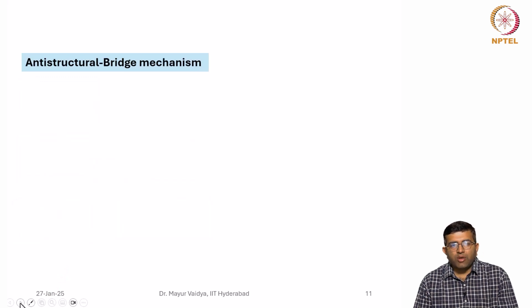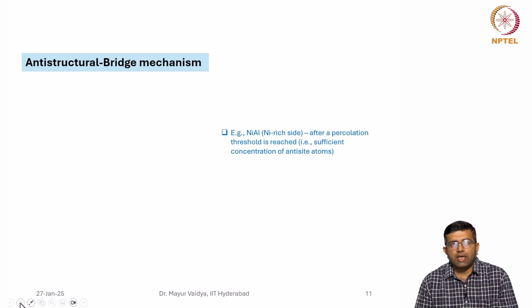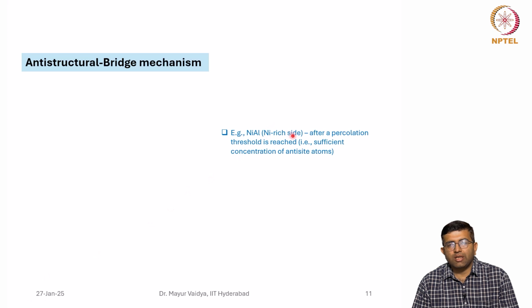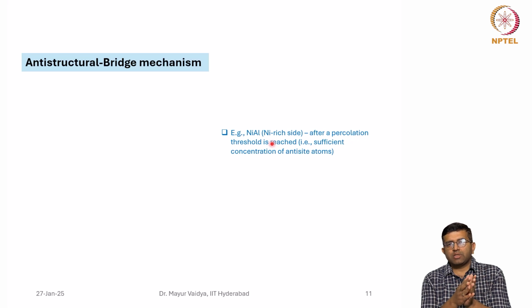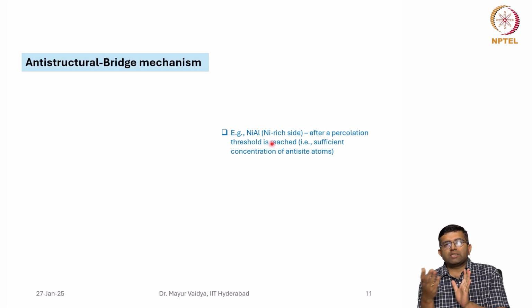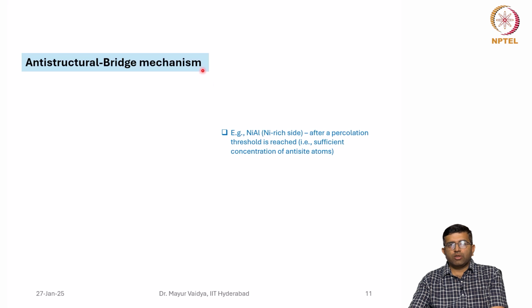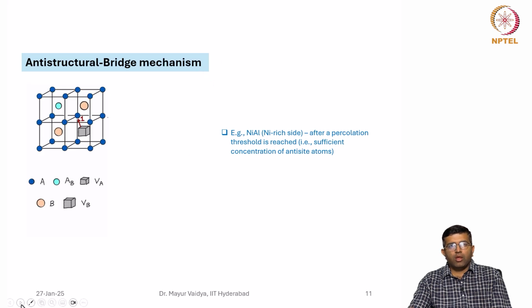Then another type of mechanism that is observed is the anti-structural bridge mechanism, ASB. For example, in NiAl, this occurs on the nickel rich side, after a percolation threshold is reached. That means for this mechanism to be operative, a certain concentration of anti-site defect is required. Otherwise, this will not happen. So, this is usually observed on the nickel rich side. So, this is how it looks.